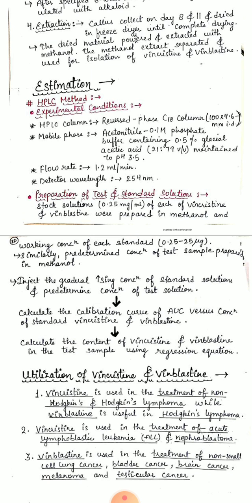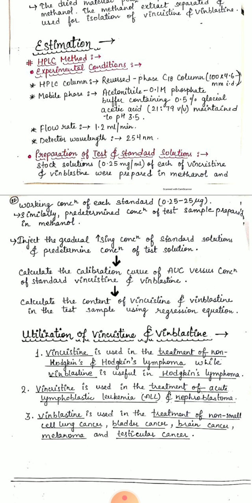The flow rate of the liquid will be 1.2 ml per minute, and the detector wavelength for the HPLC method is 254 nanometer.